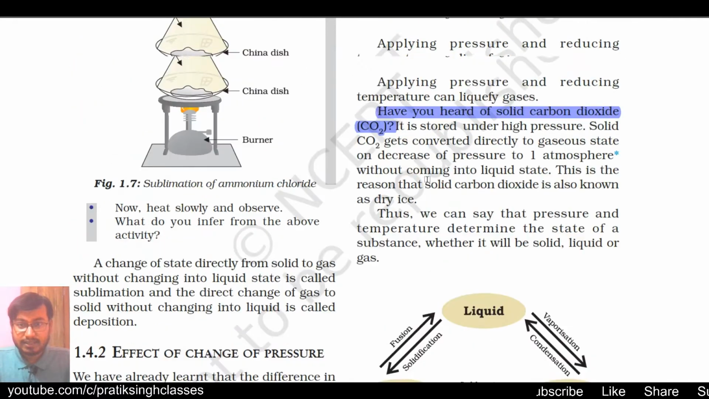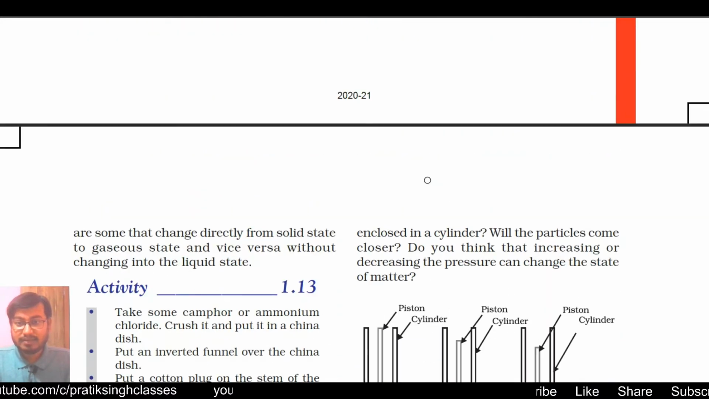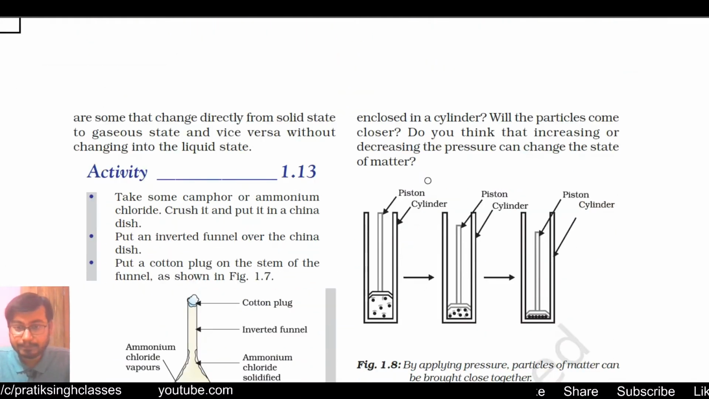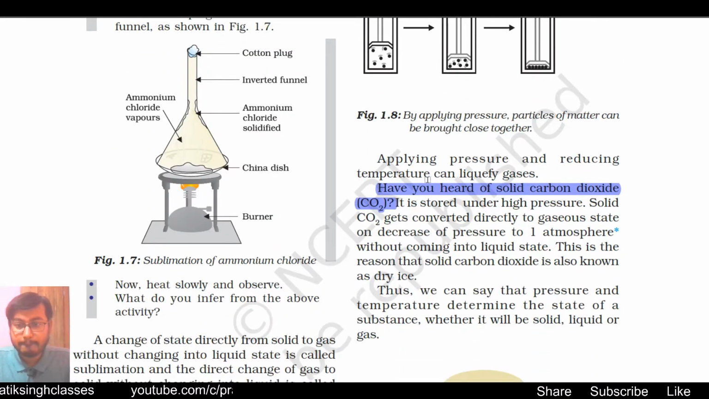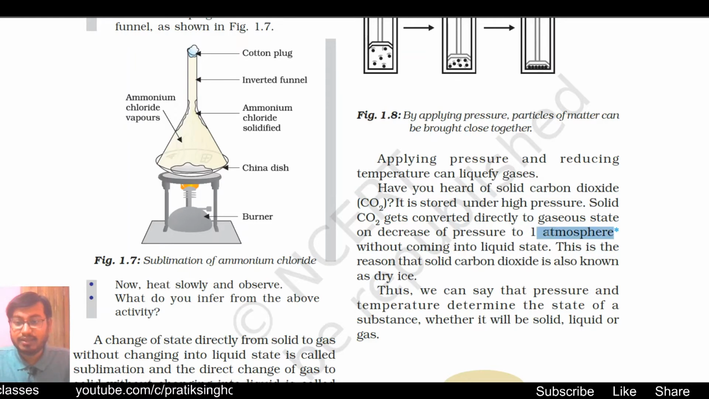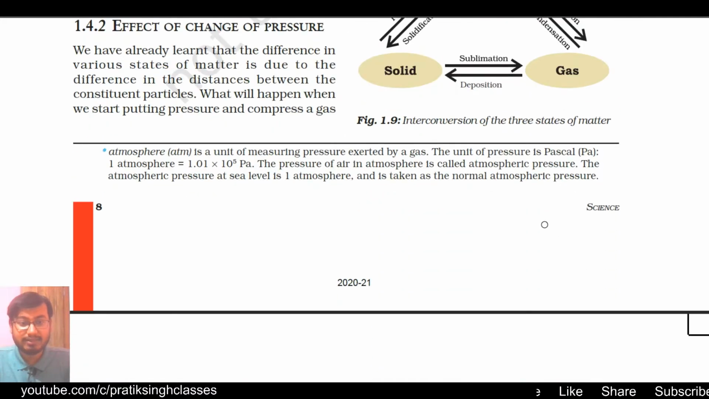As you have seen, one star mark was given. Where was that? Let me check once again. Yes, here. Let me delete this. See here, at 1 atmosphere, a star mark is given. What is the meaning of 1 atmosphere? It is given here. Atmosphere is also abbreviated as ATM. It is not your ATM machine, it is atmosphere, a unit of measuring pressure exerted by a gas.